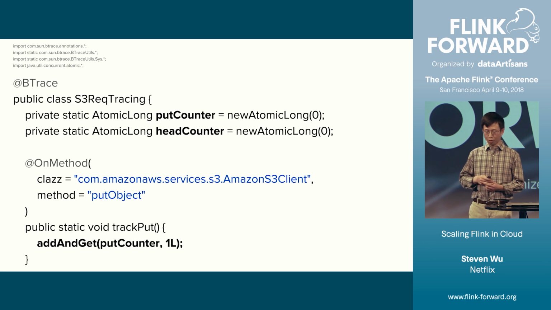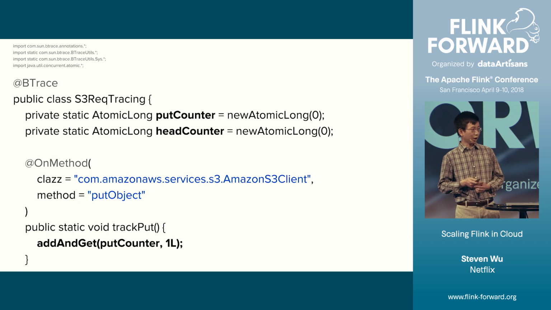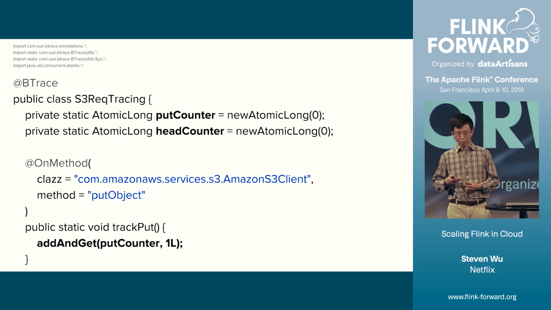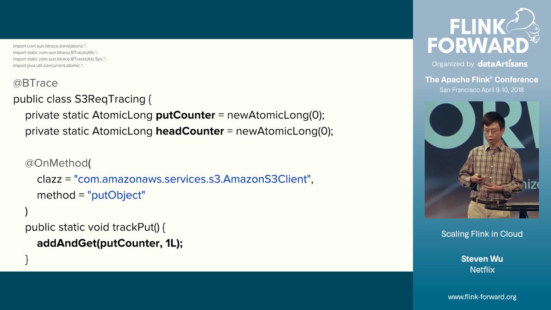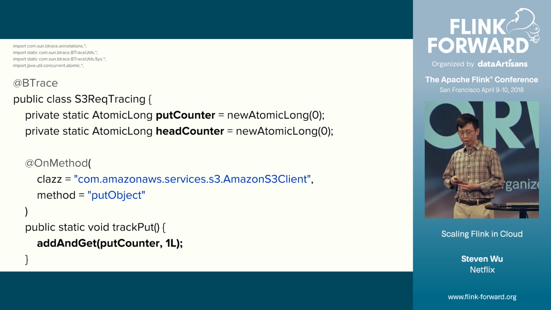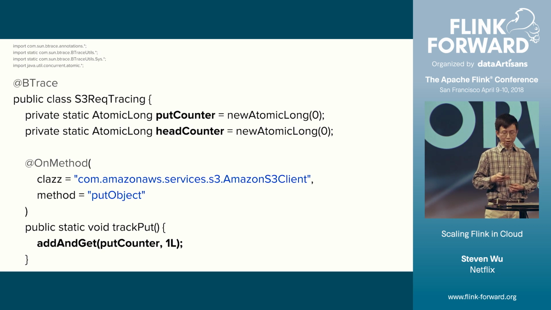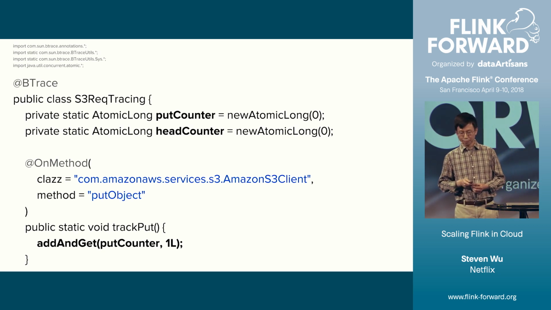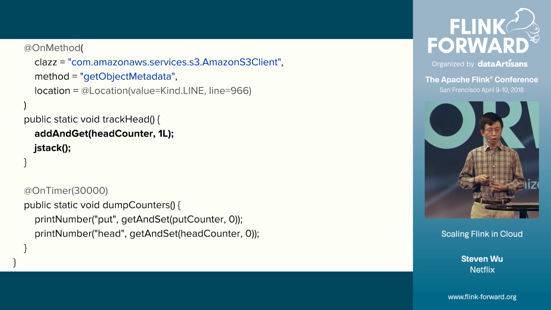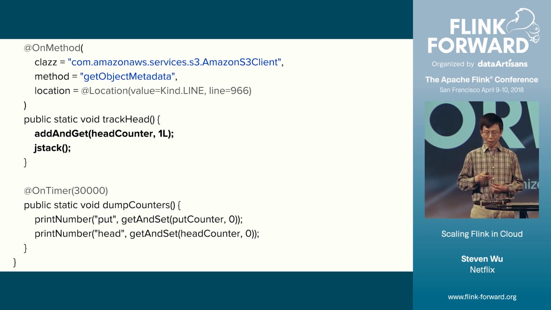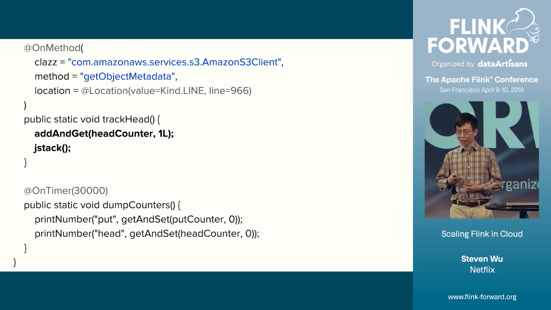So this is the BTrace program we use. We first define 2 counters, one tracking the S3 writes, the second tracking the S3 metadata requests. To trace a method call, you just define an annotation. Here, in the bottom part, you can see we annotate to trace the Amazon S3 client class on the putObject method call. If this method is entered, we increment the counter by 1. Second, we define an annotation to trace the getObjectMetadata method in the same Amazon S3 client class.